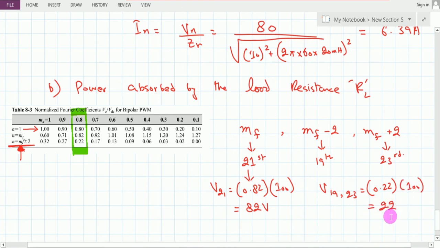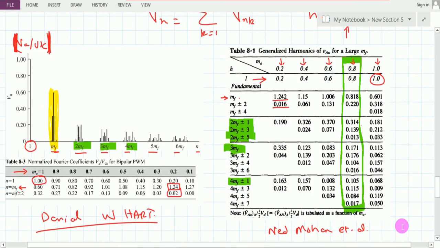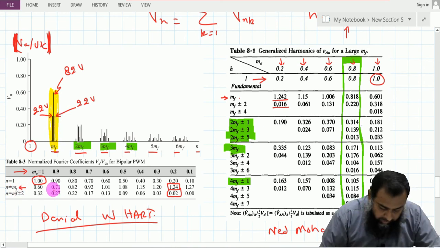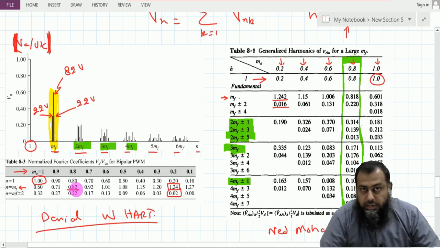So now if we simulate this particular system and draw the spectrum, then this particular wave is equal to 82 volts, and the side bands here, which is MF plus minus 2, they both are equal to this 22 volt. So now you can see that these side lobes are exactly of the same amplitude, while the exact value at N equal to MF is 82% of the applied DC voltage.